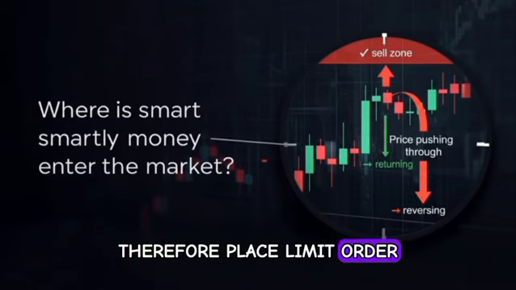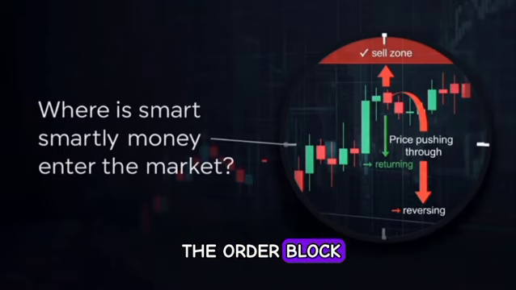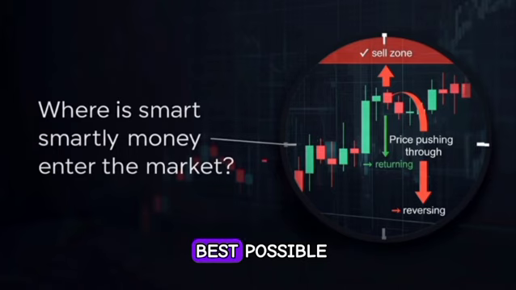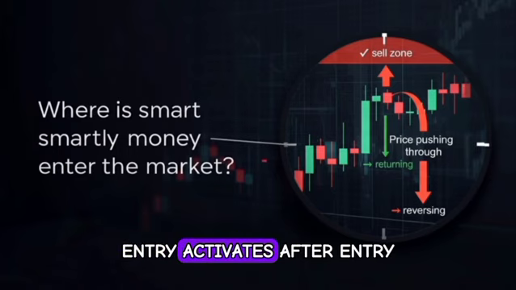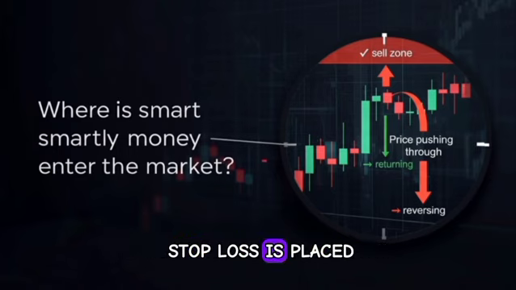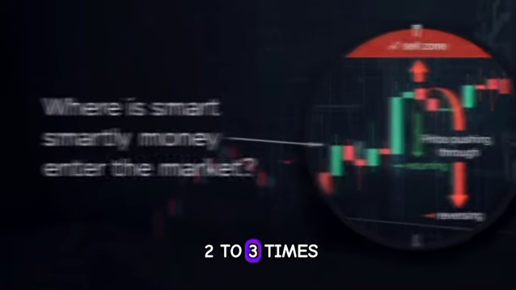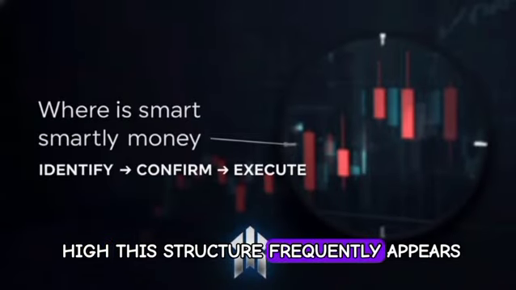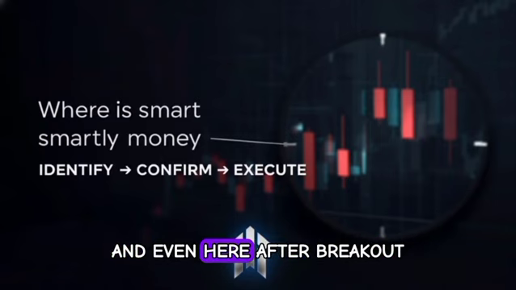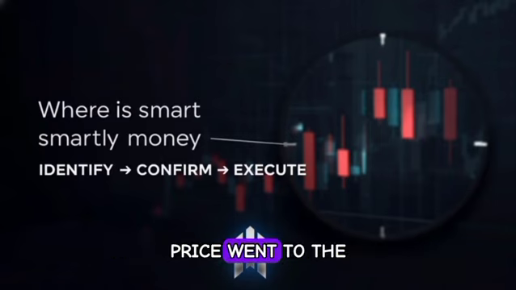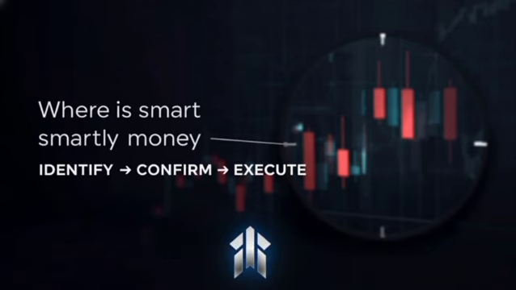Therefore, place a limit order at the midpoint of the order block. If price does not reach that level, no trade is taken. If price reaches it, the best possible entry activates. After entry, stop loss is placed below the order block. Take profit should be 2 to 3 times the stop loss, or at the inducement level, which is the lower high. This structure frequently appears, and even here, after breakout, price went to the order block and reversed.